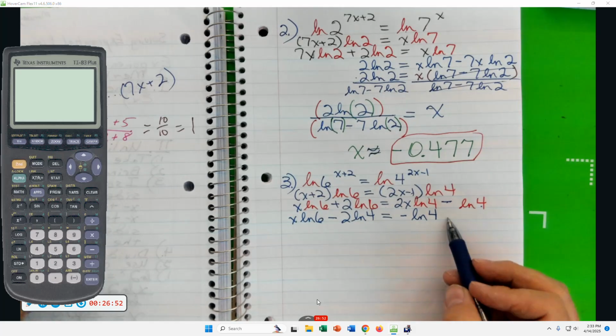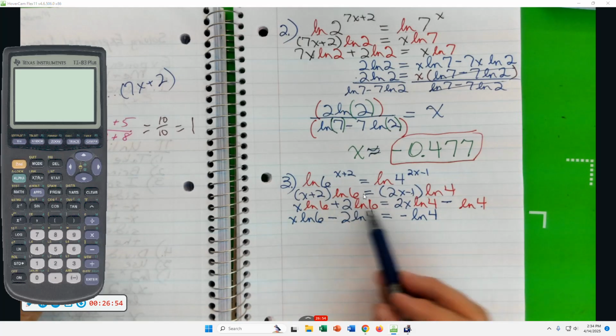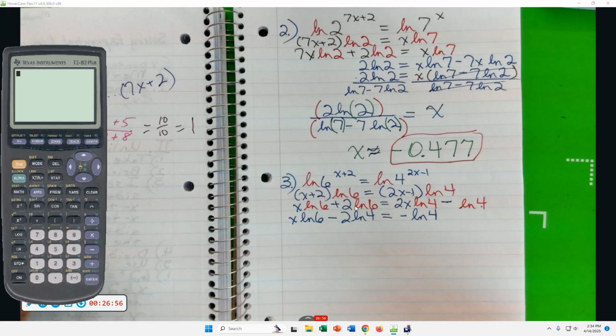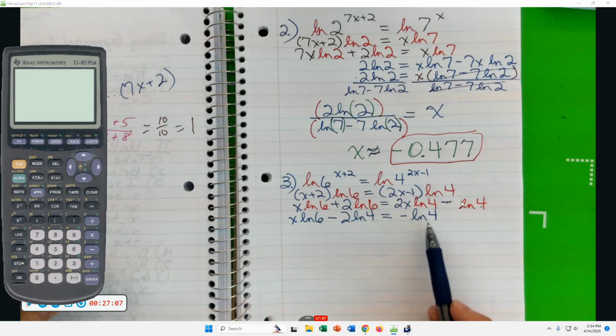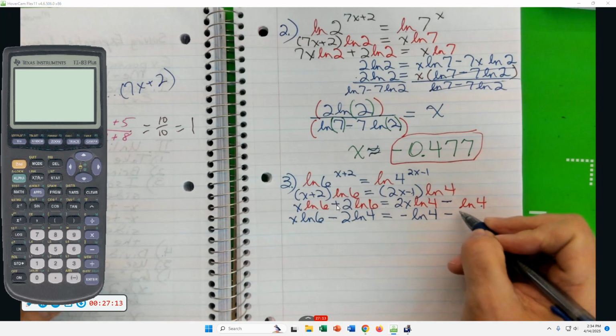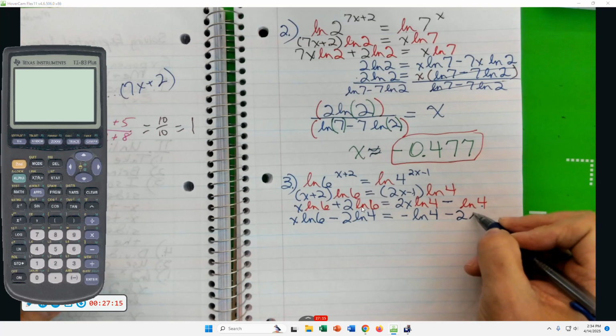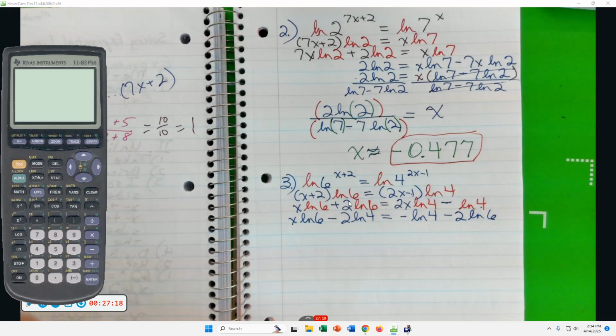What else am I going to have here? I need to move that term over to the right. I need to move this term over to the right. I have the negative LN4. I've already written that down. What else am I going to have here? Minus 2 LN6.